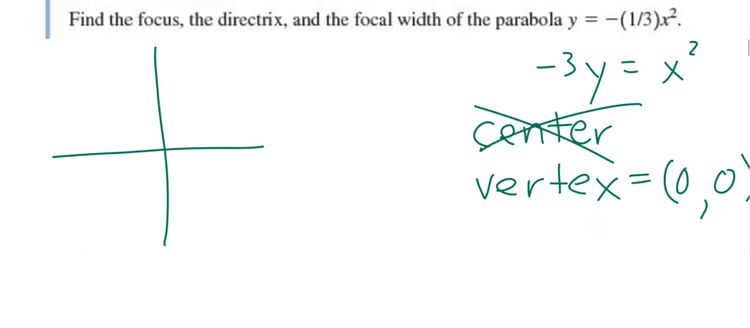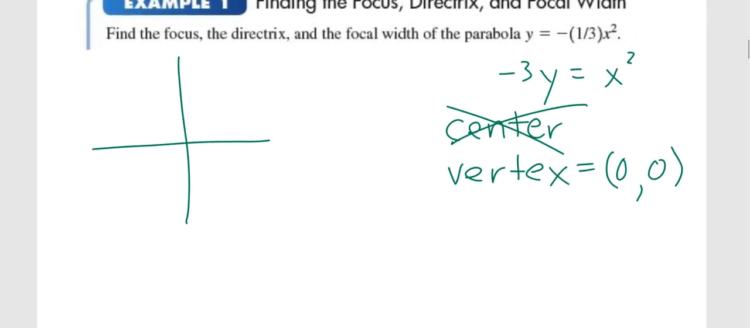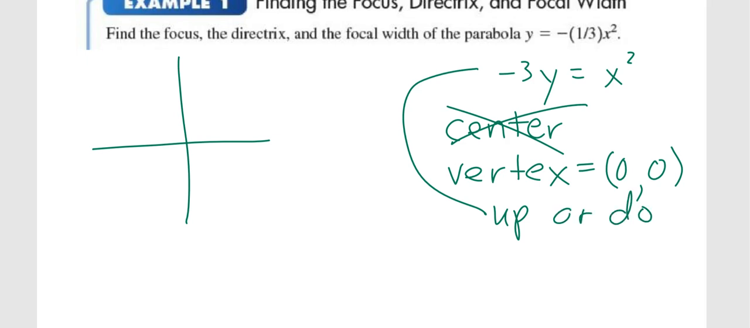This one is going to be either up or down. You can tell which way it opens, whether it's up or down. At least we know that. Now we have to decide which one it is. I'm going to say the negative right there is going to pretty much answer your question. This is a down opening. So we know that the vertex is right there.